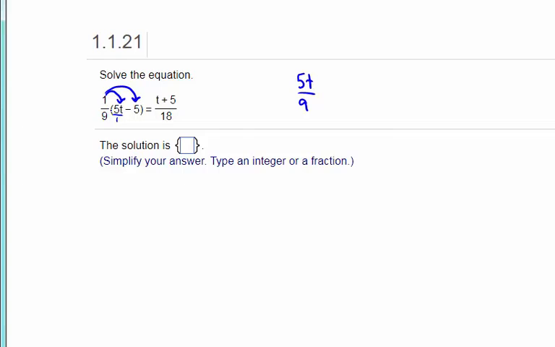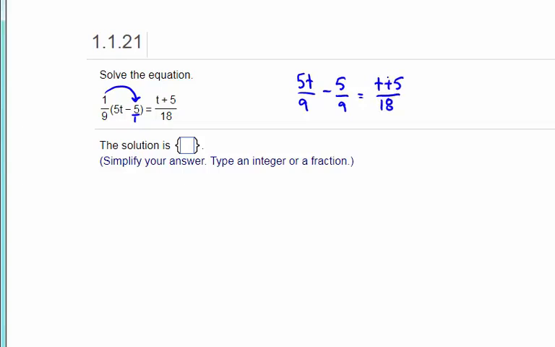And then we're going to do the same thing for the second part. So we're going to have this 5 over 1. So 1 times 5 is 5, and 9 times 1 is 9. And then I'm going to leave the second part alone.